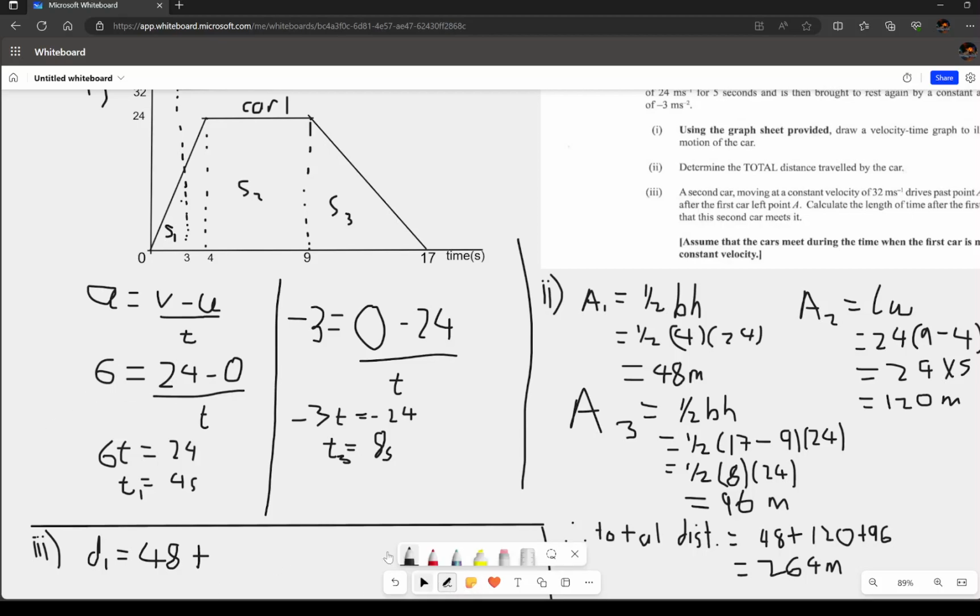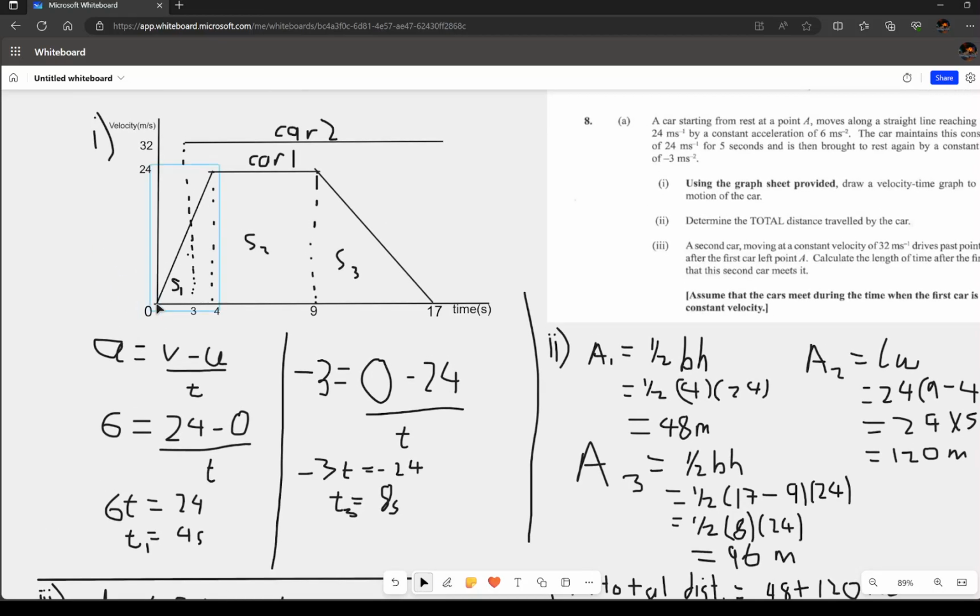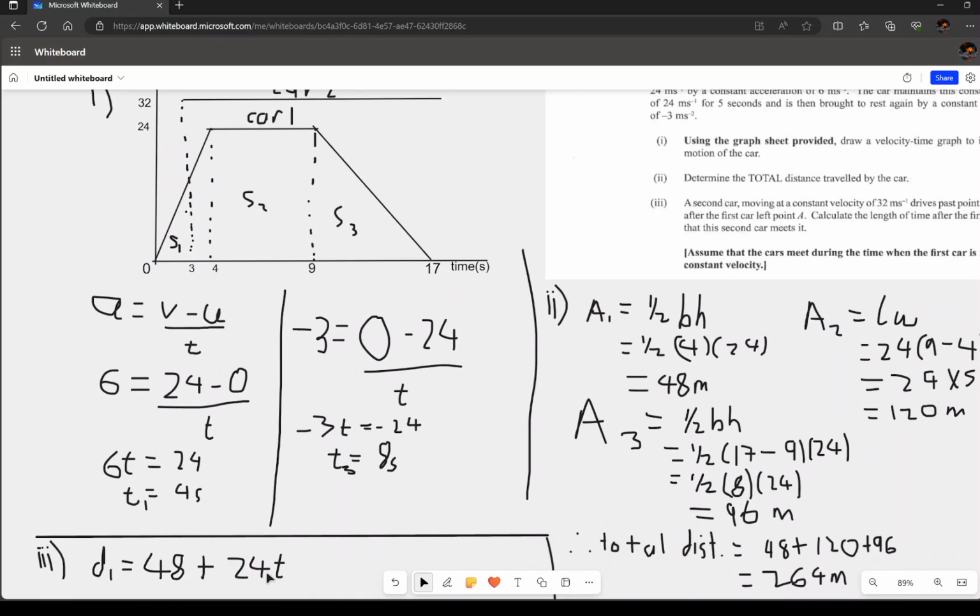But you'd be tempted to write 48 plus 24t. But the reason why you can't write 24 times t is because that would imply that you're actually starting at t is equal to 0. The reason being is because if I put in t equals 0 here, then I'm going to get the distance of 48. But if we look on our graph, at time equals 0, the first car hasn't started moving, so that distance has to be 0. So of course this equation cannot be correct.